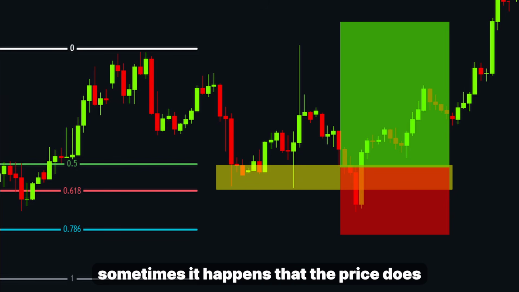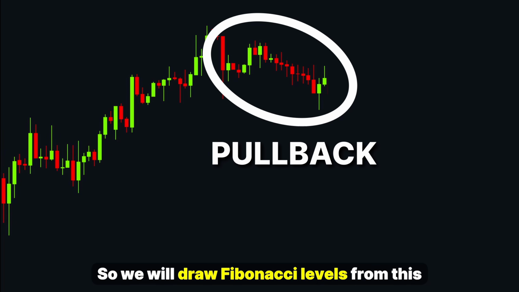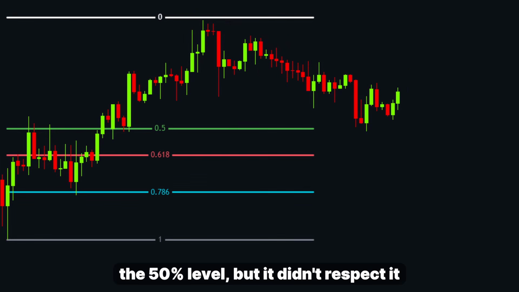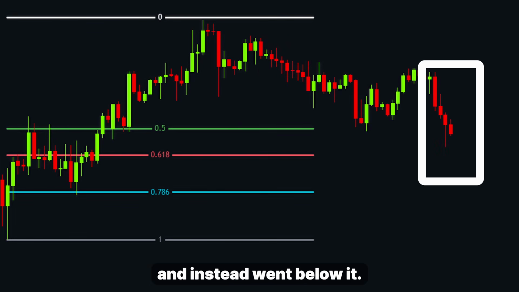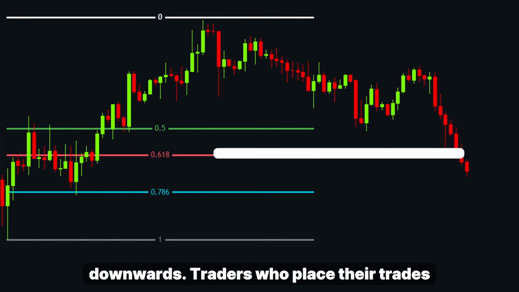Now, sometimes it happens that the price does not respect the Fibonacci levels. Like in this case, price makes a pullback. So, we will draw Fibonacci levels from this low to this high. The price has reached the 50% level, but it didn't respect it and instead went below it. Now the next hope is at the 61.8% level. The price didn't respect this level either, and instead continues going downwards.